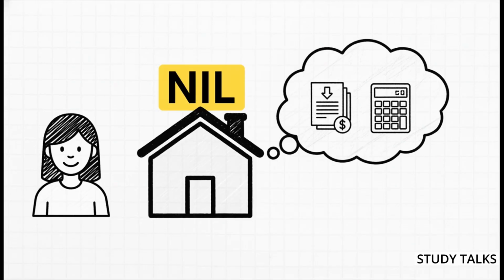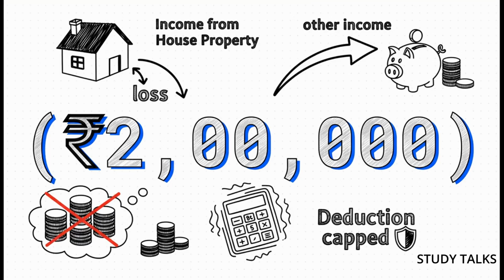So let's look at Poorna's situation. She lives in her own house, and she has a home loan. Because her annual value is automatically nil, her entire calculation is just going to be about that interest deduction. Now check this out. Poorna's total interest payment for the year was actually 2,52,000.